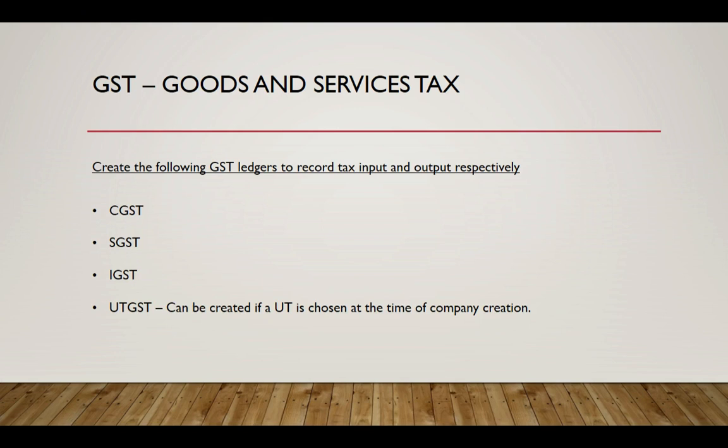In this section, we will record GST purchase and sales. And in order to record GST tax input and output, we need to set up the following ledgers. So for our transactions, we would create the ledgers CGST, SGST and IGST, and the ledger UTGST, which stands for Union Territory GST. It can be created if your company is registered in a union territory.